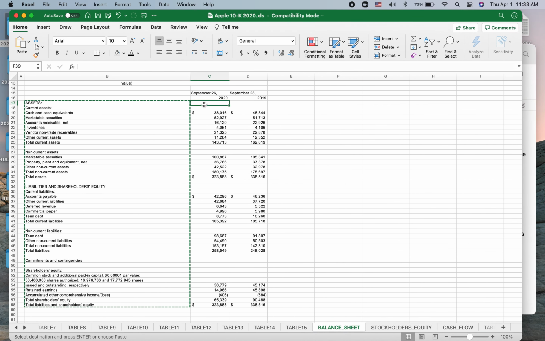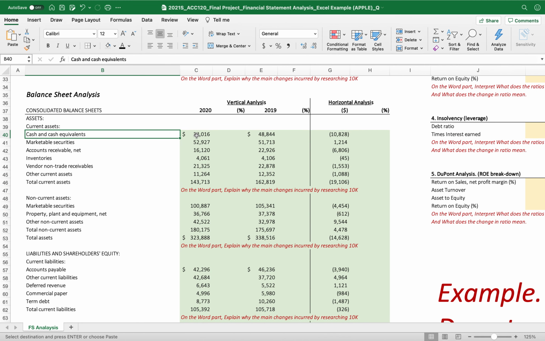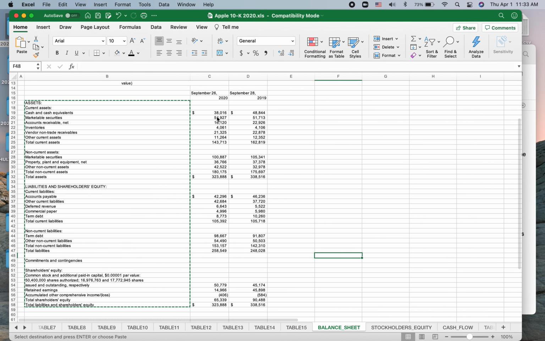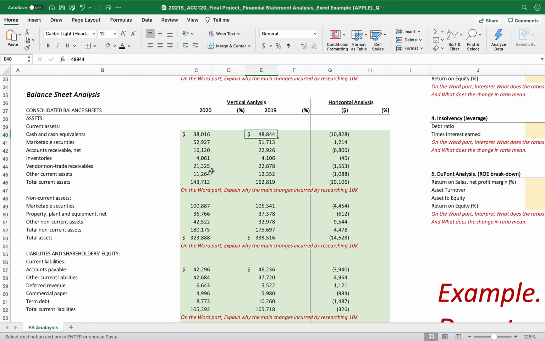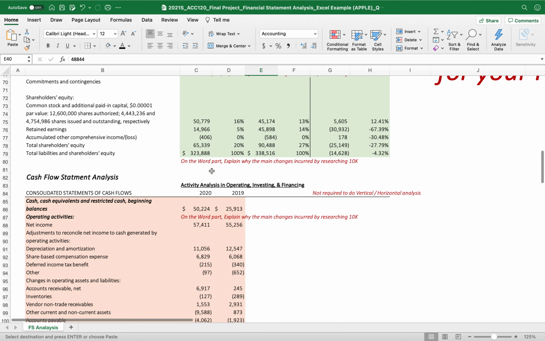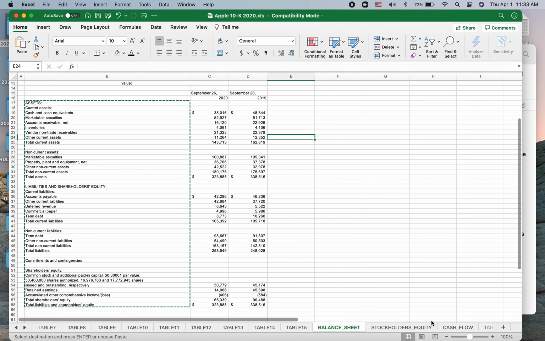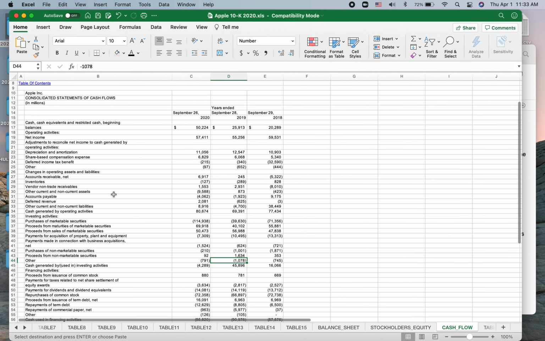All this, the balances also, you need to copy and paste along with these accounts as well. 2020, 2019, okay? So you exactly just copy and paste this. So we copied all this, the financial statement. The cash flow statement also, you find this cash flow statement in the Excel 10K.